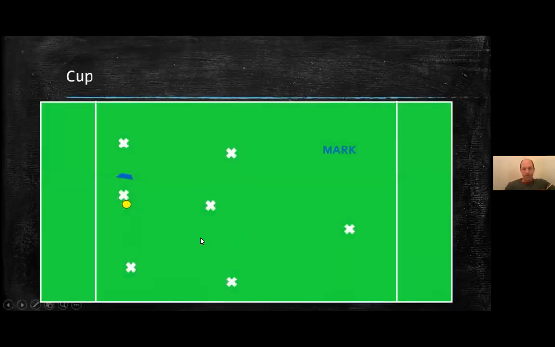So to go over the cup, we have a mark. We have what I'm calling the funnel. What's happening here with these two people is they're creating a funnel, blocking any passes towards either sideline and forcing the disc to go up through the middle. And then we're going to put our third person in the cup right into the middle of that funnel to really put a lot of pressure on the thrower.